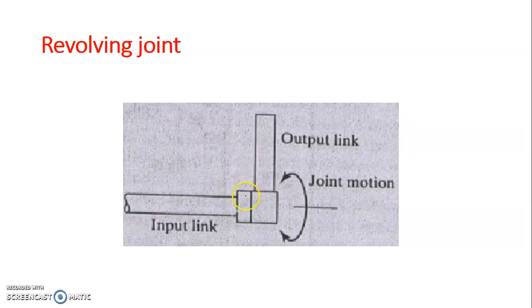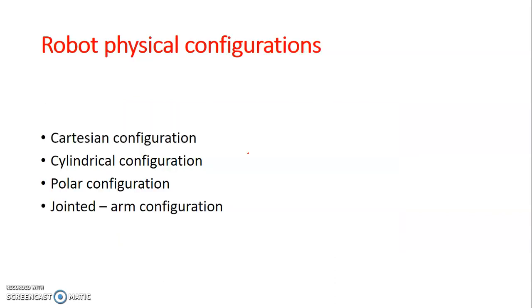So next we have the revolving joint. This output link can revolve. We can observe how the joint is constructed here. The input link will create a revolving type of motion in the output link, so that the output link will have revolving motion. This is called the revolving joint in the industrial robot.